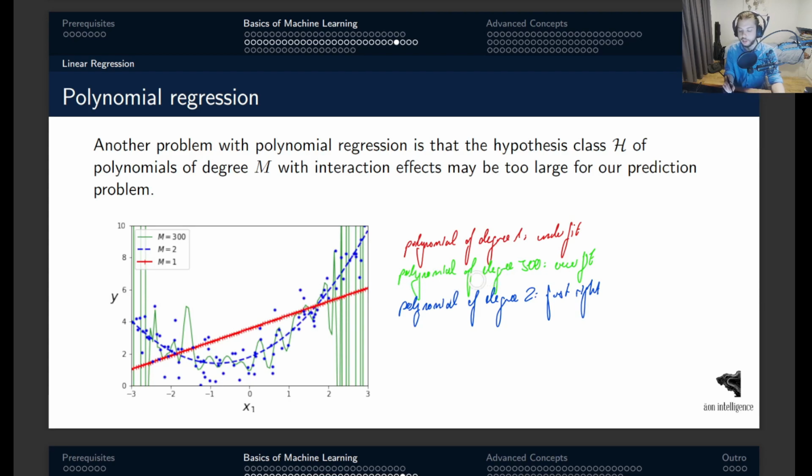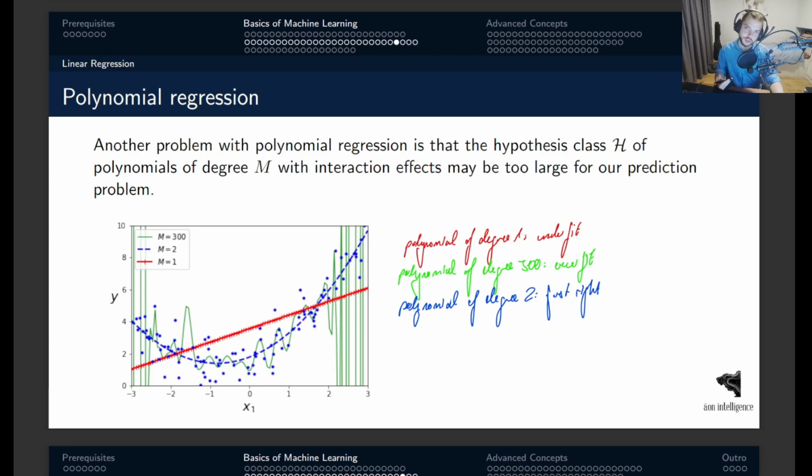Then we have the polynomial of degree 300, and this heavily overfits the data. You see these large oscillations. And if we were now to introduce new, unobserved data points, this overfit model will likely produce a very high error on these new data points. And then we have the blue model, which is just a quadratic, so a polynomial of degree 2. And we see that for this data set, the fit is just right.